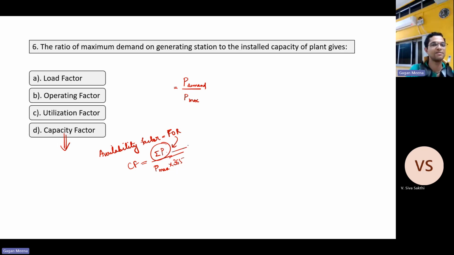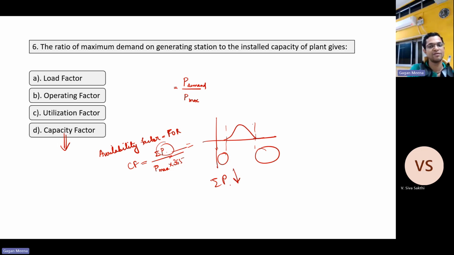For renewables, this will be very less because of the summation of P. We know for solar, the output is something like this. Night time, there is no power. Morning also, no power. So for these hours, P will be 0. The summation of P for a PV plant is less than the summation of P for, let's say, a coal plant. The capacity factor for solar is around 20% only.